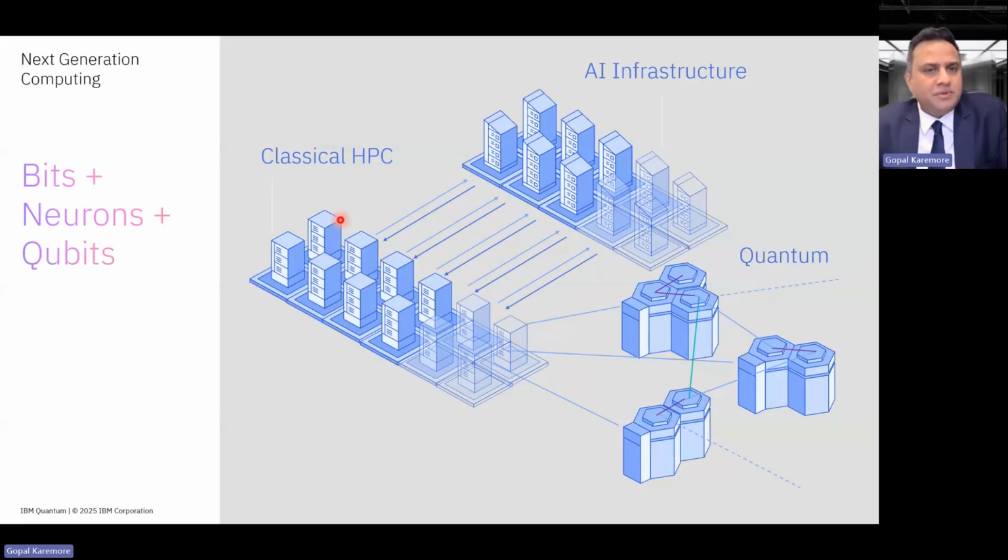Now, I would like to share with you our vision: what we think IBM Quantum can contribute to computing, and what the next computing generation will be. That is going to be quantum-centric computing, which will be the combination of bits, neurons, and qubits. Bits refer to classical HPC, neurons refer to AI infrastructure, and qubits refer to quantum. So quantum will work in tandem and boost the performance of classical HPC along with AI infrastructure.